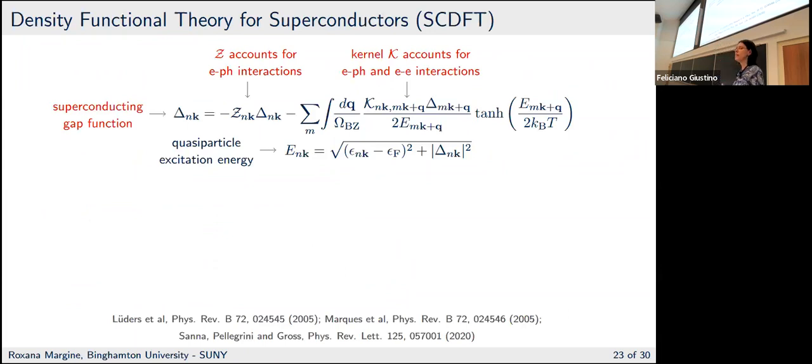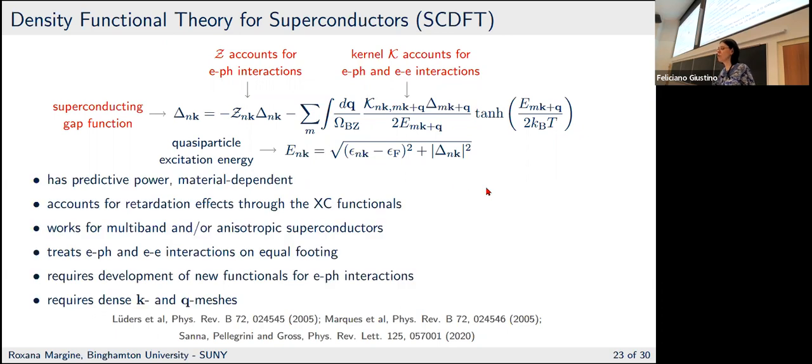So I said that there is an alternative method for calculating superconducting properties from first principles, and this is density functional theory of superconductors. In this case, what you need to solve is this gap equation, which is reminiscent of the BCS gap. The only difference is that here there is an additional term, the mass renormalization function, and the kernel here replaces the model interaction in the BCS model. This kernel contains both the electron-phonon and the electron-electron interaction.